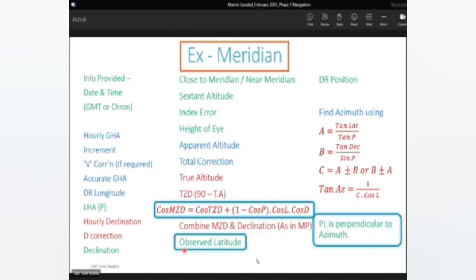Sir, is a correction applied in this? No beta, the correction that was applied, that correction or reduction basically, that was when we were using ex-meridian tables. With this method, with calculator, there is no correction. Okay sir. So shall we plot the PL, beta? Yes, sir. Very good. Let's go.